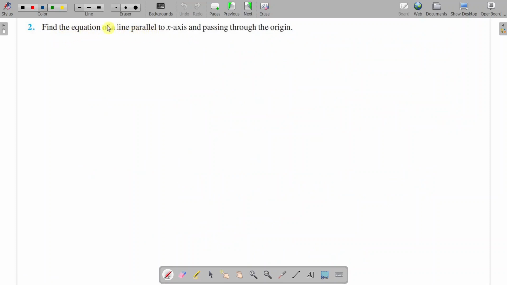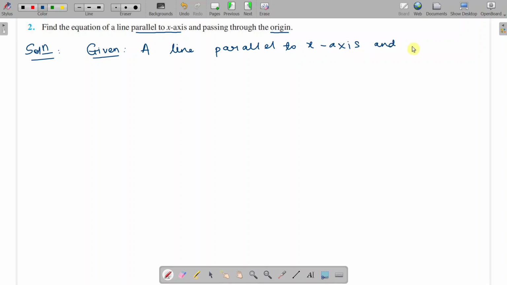Okay, so what we have to do is we have to find the equation of a line which is parallel to x-axis and is passing through the origin. So let us solve this problem. Solution. So let us take what is given to us. So given is a line parallel to x-axis, right, and passing through the origin. All right, this is given to us.